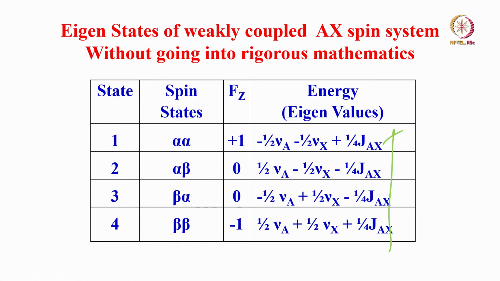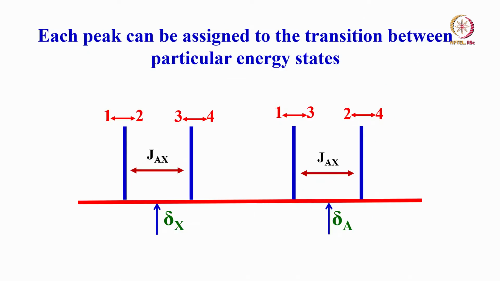Without going into the rigorous mathematics I wrote earlier in the previous course, today we will go into the mathematics and try to understand how we got this. These are the energy states, we call them eigenvalues. So 4 spin states, 4 eigenvalues are there. Using this we can get the frequency of the transitions. You can find out what the transitions are. You can even assign the peaks for each of the transitions like this.